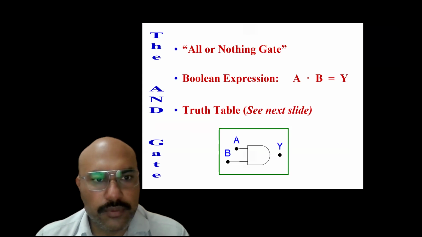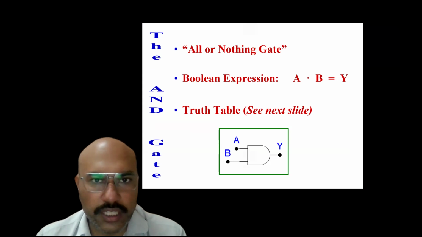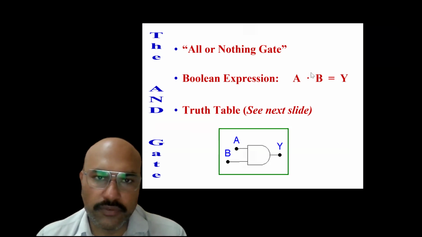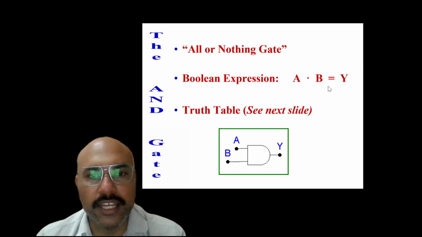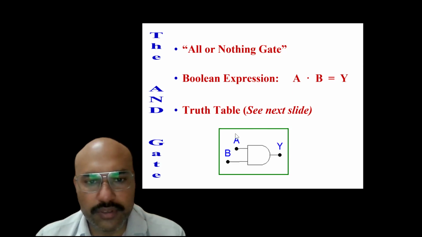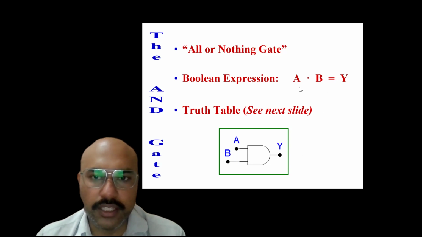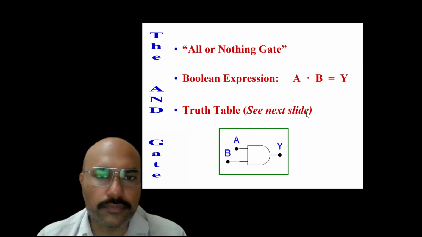So the first and foremost gate is the AND gate, and it is also known as the all or nothing gate. The Boolean expression for this particular gate is Y equals A dot B. Y is the output, where A and B are the two individual inputs. The truth table we'll show in the next slide. So this is the symbol of this gate. It is just a capital D. And when you apply two inputs A and B, the multiplication of both of them will be given in the output in the form of A dot B.